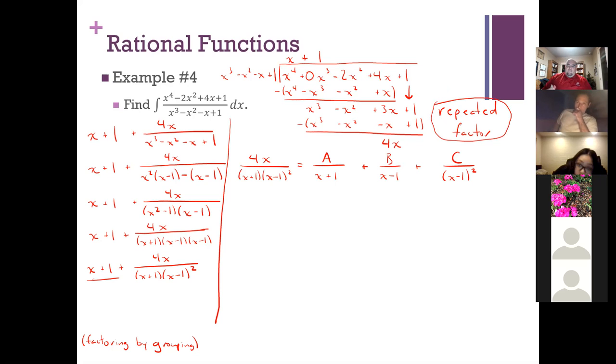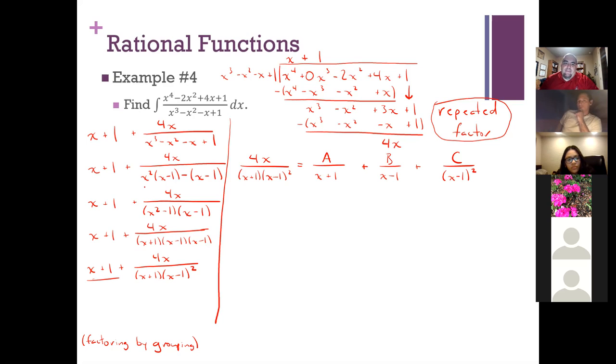So our denominator factored into three linear factors, x plus 1, x minus 1, and x minus 1. But we have something repeated. So think about what the process of partial fraction decomposition is. We're taking a complicated rational function and breaking it apart into multiple simpler rational functions.